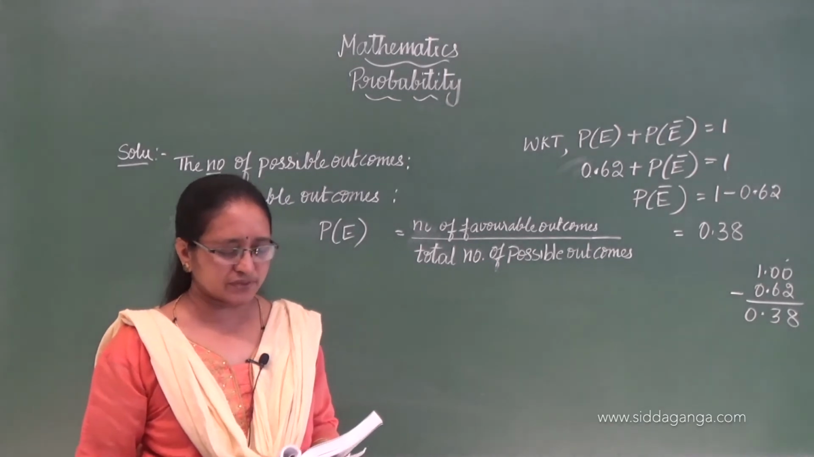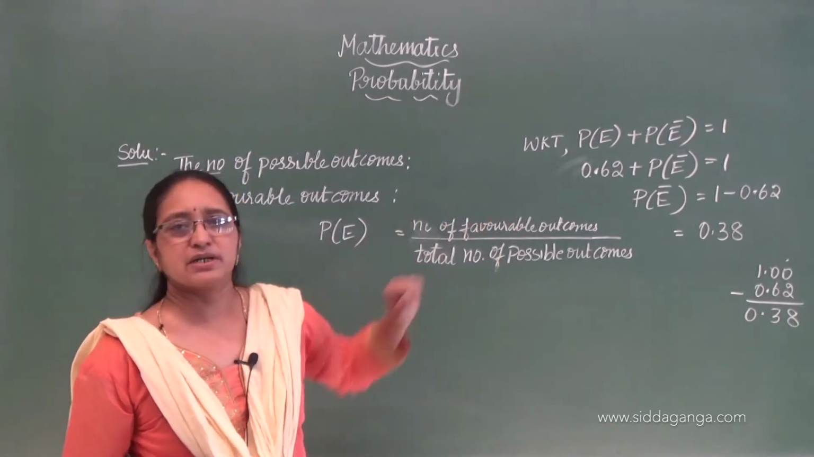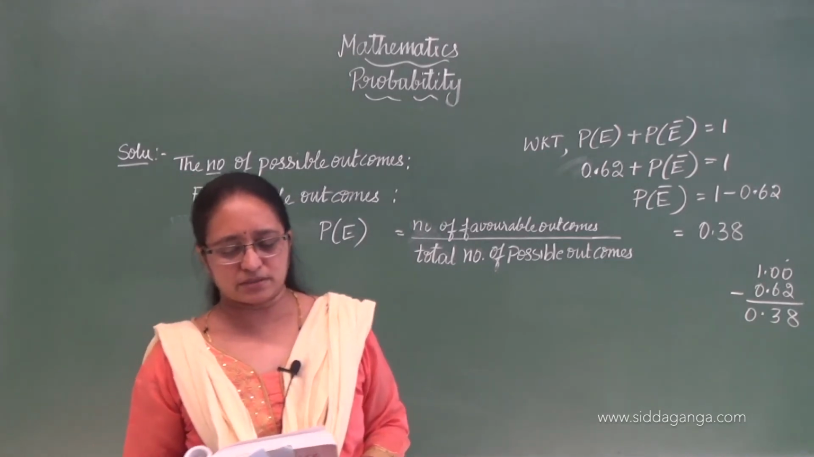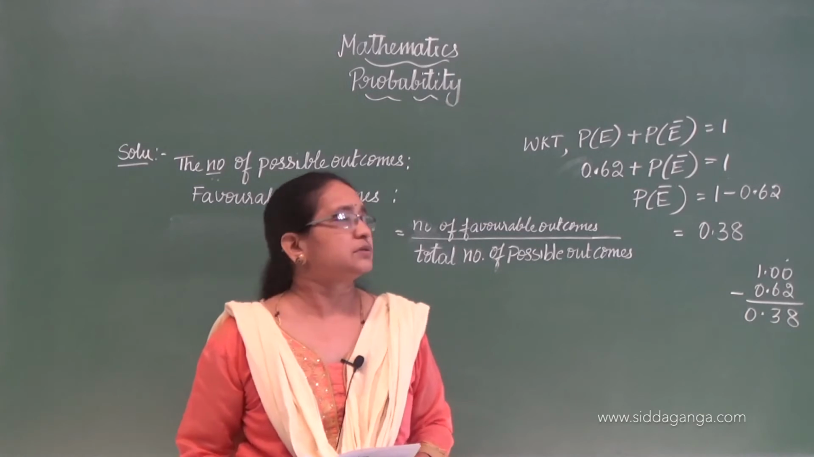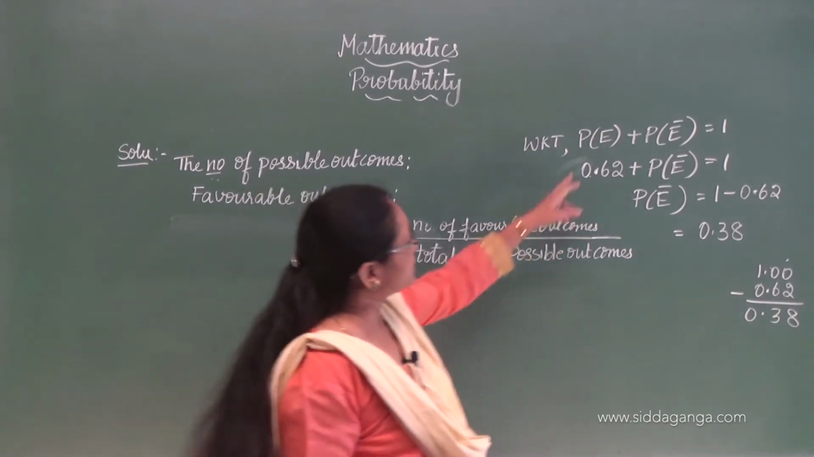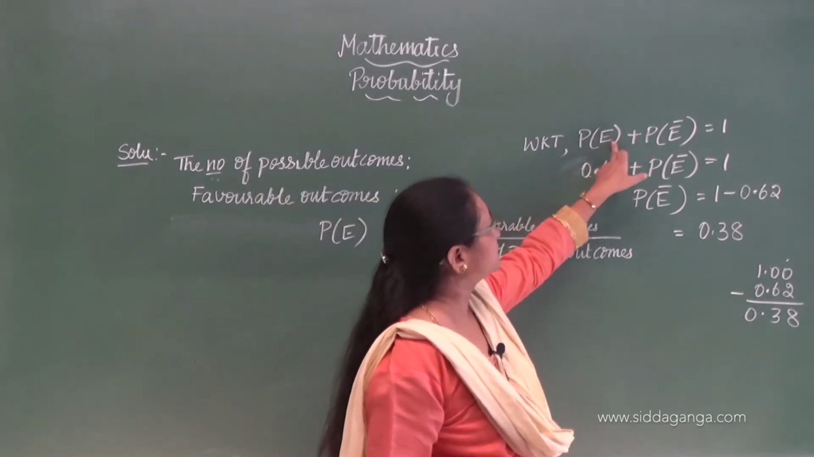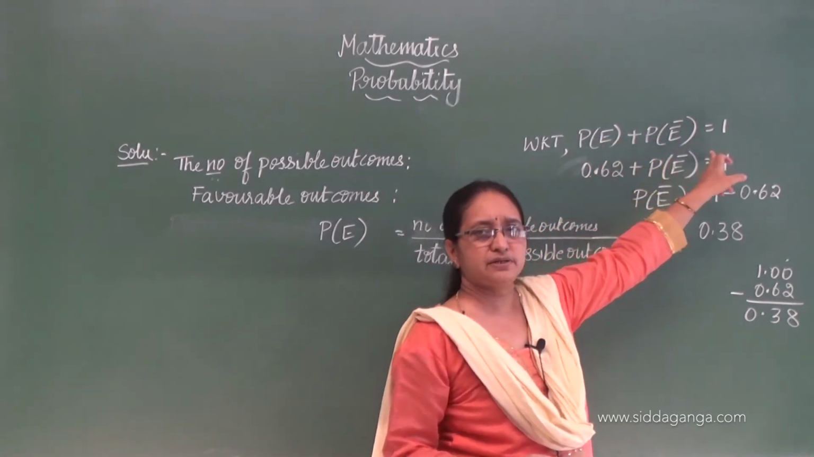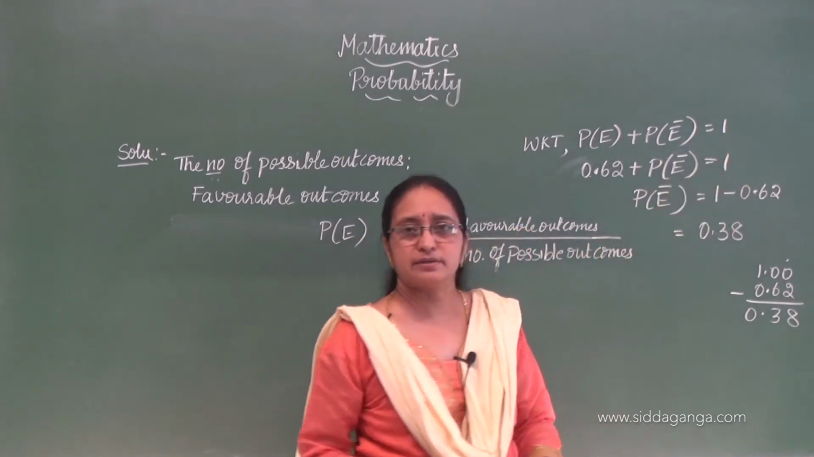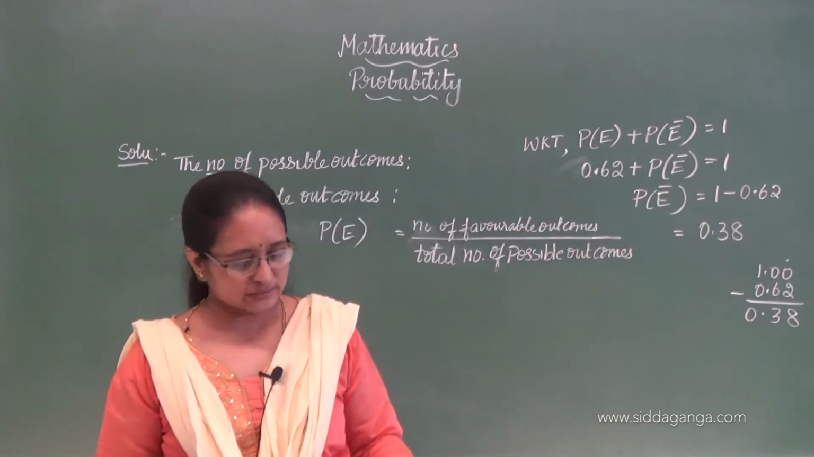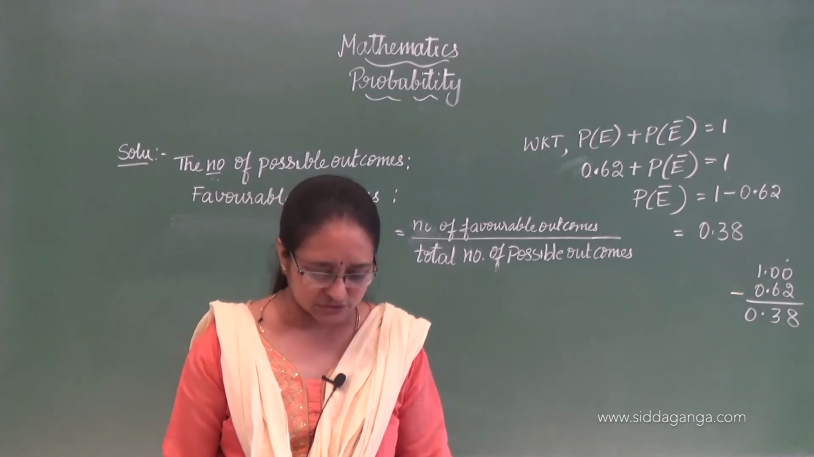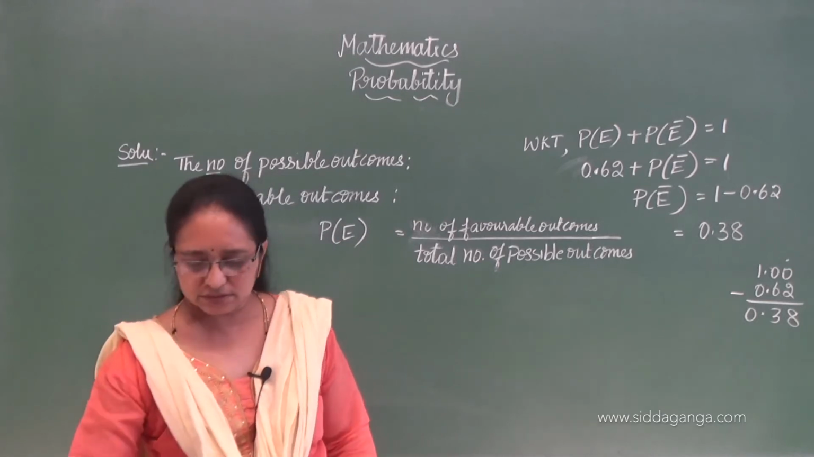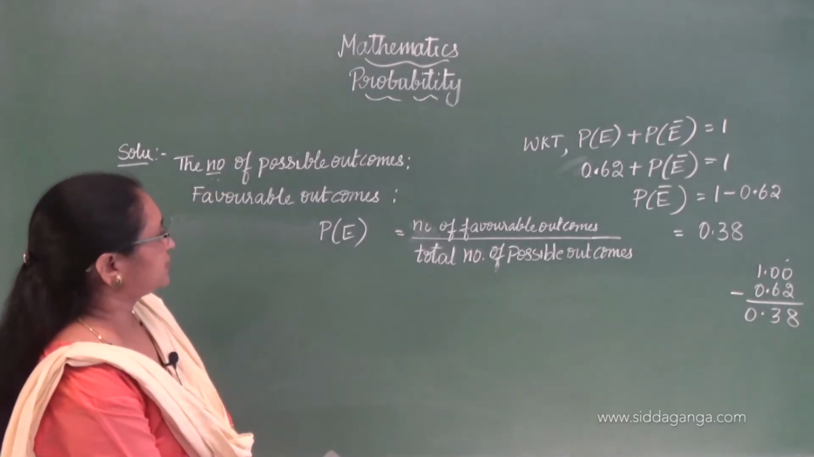If they have given it in this form, you have to use that formula, that is P of E plus P of E complement is equal to 1, or the probability of an event plus the probability of not the event is equal to 1. So like this, I think the rest of the examples you can do. So, let us now discuss exercise 15.1.